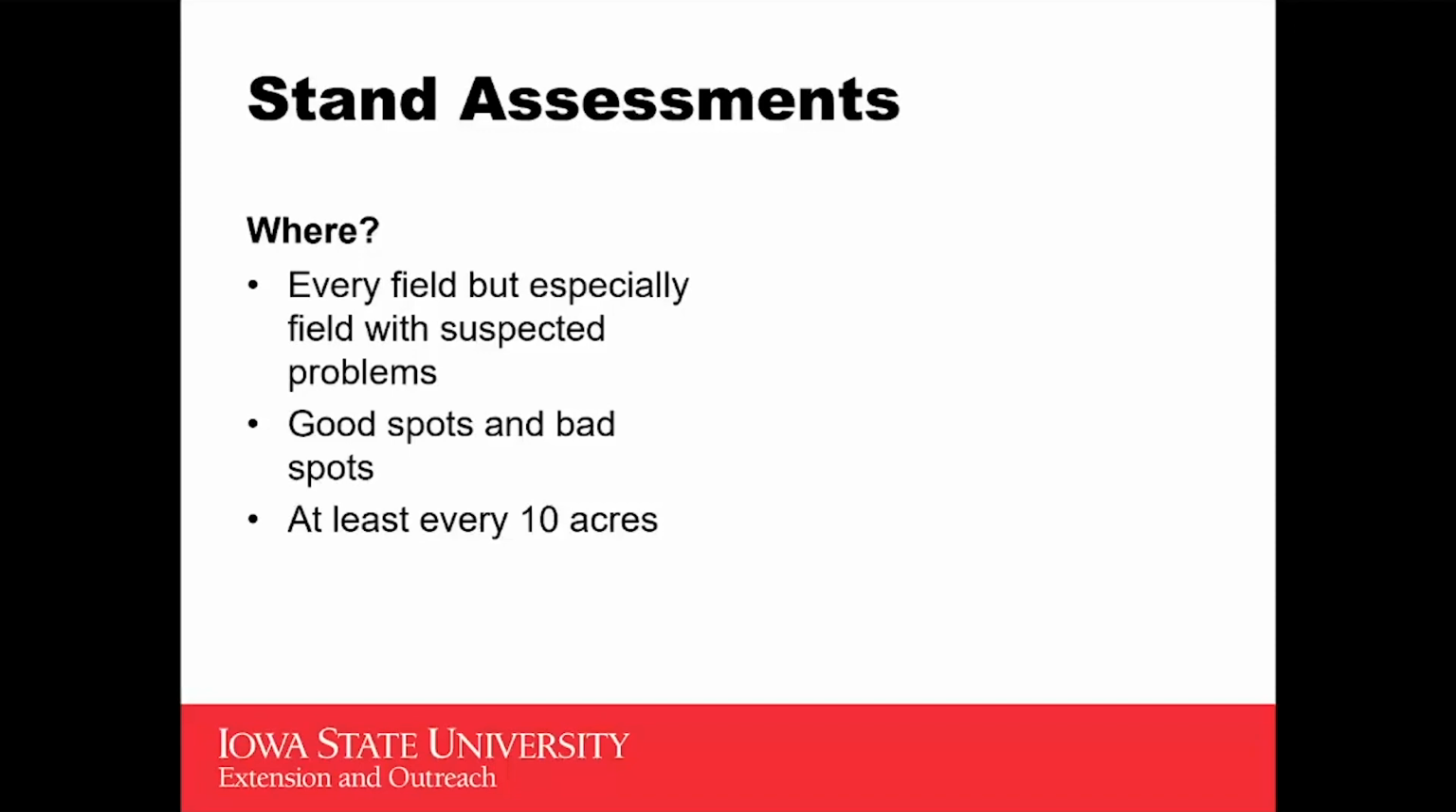We want to look at good spots and bad spots within fields. My recommendation is to look at this kind of like we would for zone sampling: break the field up into 10-acre sections and do a stand establishment once or twice within a 10-acre section, and then do that across the field. Again, what we're really trying to do here is get a good, accurate representation of what type of stands we have out in those fields.